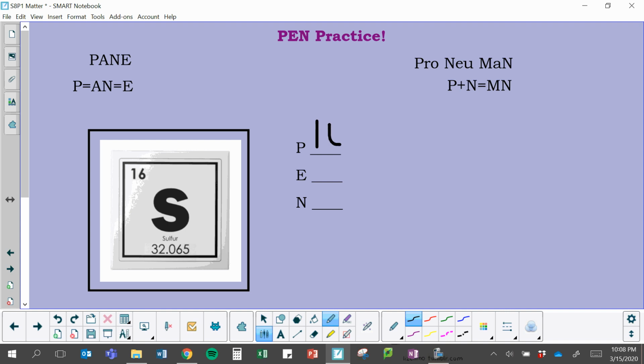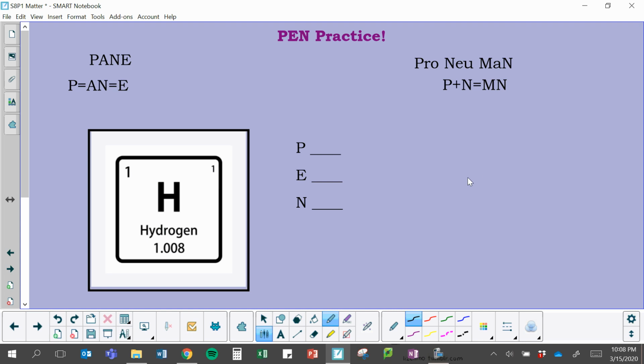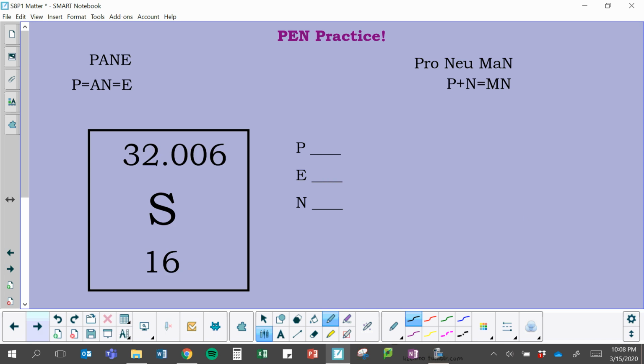So here we have 16, 16, and then we're going to do 32 minus 16, which gives us 16. Okay, and try this for hydrogen. We have 1, 1, and actually 0 neutrons, because we're going to round this to 1 minus our 1 proton we already have to give us 0. Okay, try this for this next one.